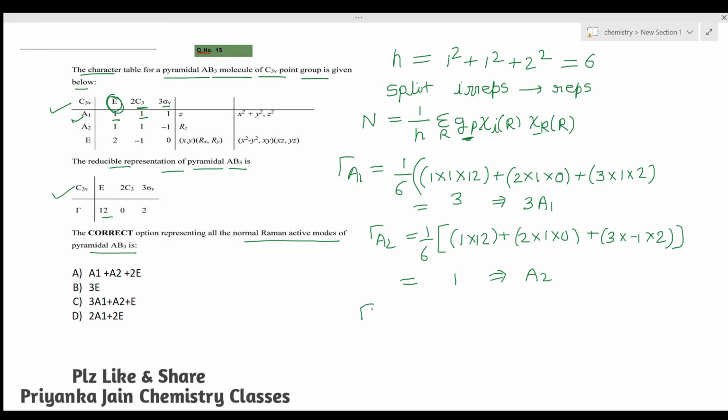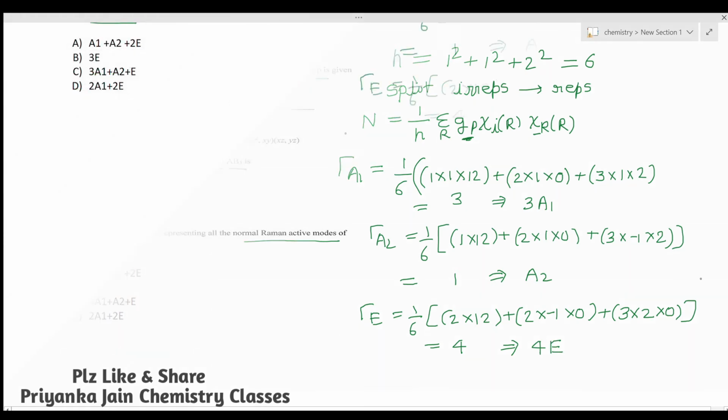Now similarly we can do for the E. Firstly we have seen A1, then A2, then we are seeing E. So in this case, 1 upon 6, then put here the value. See here, we have given the E value: 2 into 1 squared, plus 2 into minus 1 into 0, plus 3 into 2 into 0. Okay, all things are clear. So this value will come equal to 4. It means this representation will be 4E.